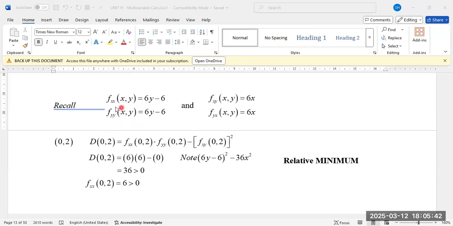So again, I'm recalling what my f of xx, f of yy, and f of xy are equal to. I'm now looking at a new critical point, 0, 2. I'm going to substitute my 0, 2. My x is 0. My y is 2. 6 times 2 is 12. 12 minus 6 is 6 here.